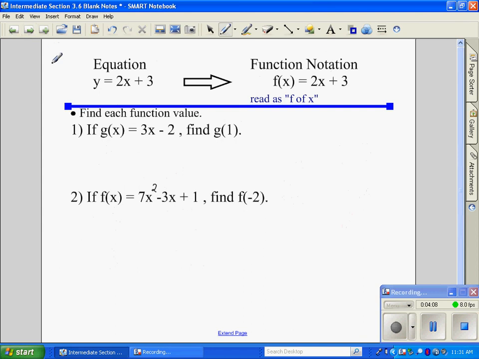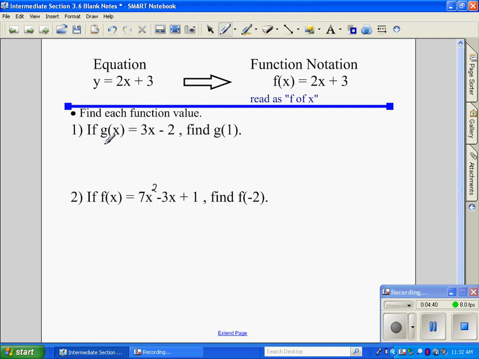Next, we're going to talk about function notation. This is an original equation which we're used to seeing, and today we're going to talk about function notation, which is just f of x equals 2x plus 3. So basically, f of x is y. It's just a different notation. Sometimes they'll use different letters as variables. Sometimes they'll say g of x, sometimes h of x, f of x. It all means the same idea and the same concept.